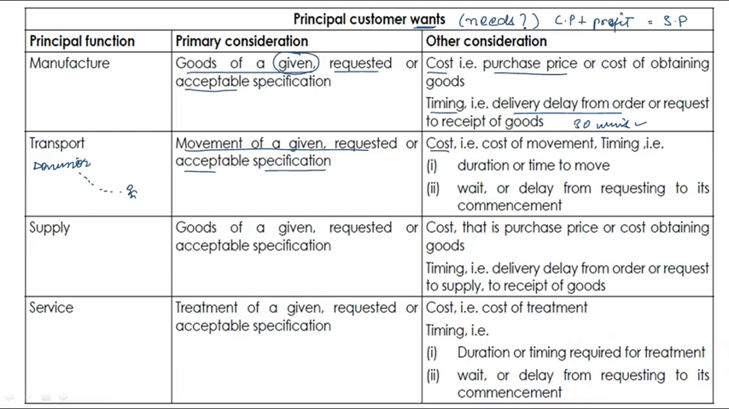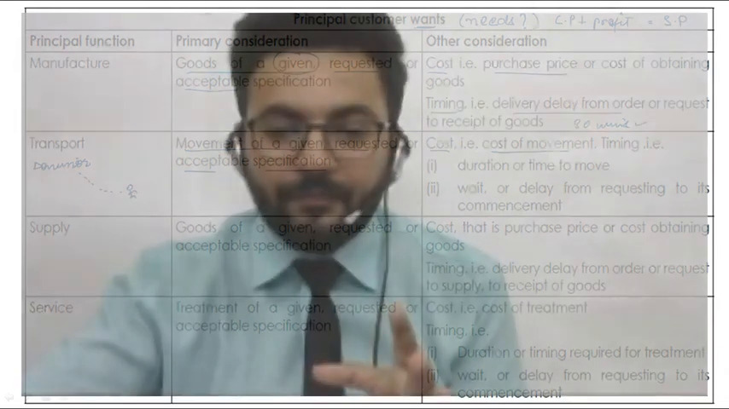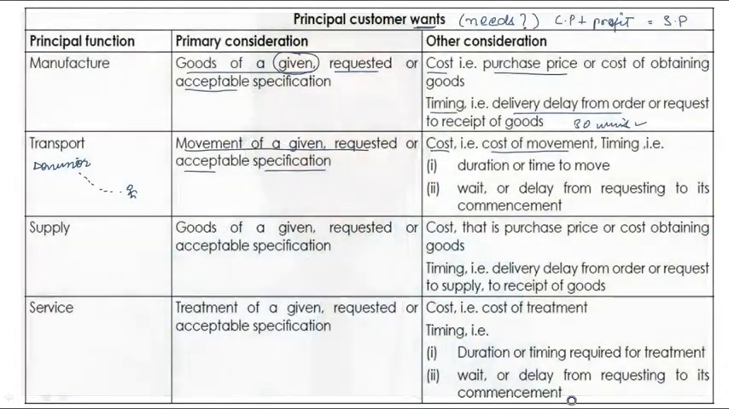Now the thing is the cost of the movement. The person who is going to deliver the goods at my address, बेटा वो free नहीं है. The boy who is going to deliver the pizza at my address, that is not free. He is going to charge you something. Now what are the charges? That is the cost of the movement.